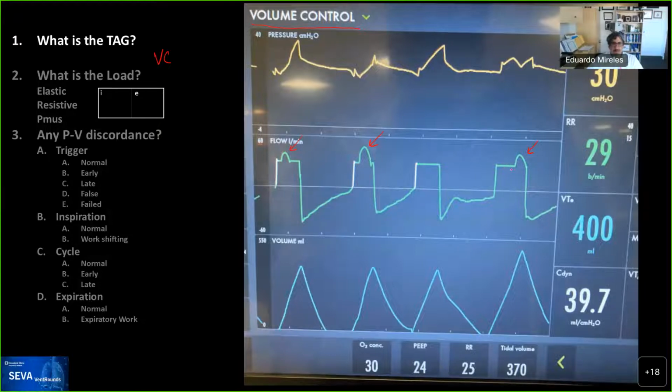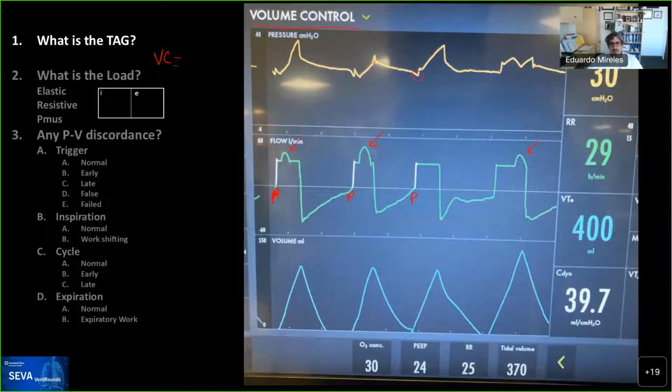The cycling, because the flow is controlled, you can see the flow, then it ends the breath. This is a machine cycled breath. This is a machine cycled breath. You can see the flow was controlled. This was a machine cycled breath. And this one over here is actually a patient cycled breath. You can see the patient made an effort, and then eventually the breath cycled when the patient stopped making the effort. So this is a good example for you to see that whenever either the trigger or the cycle is by the machine, that means that it's a mandatory breath.